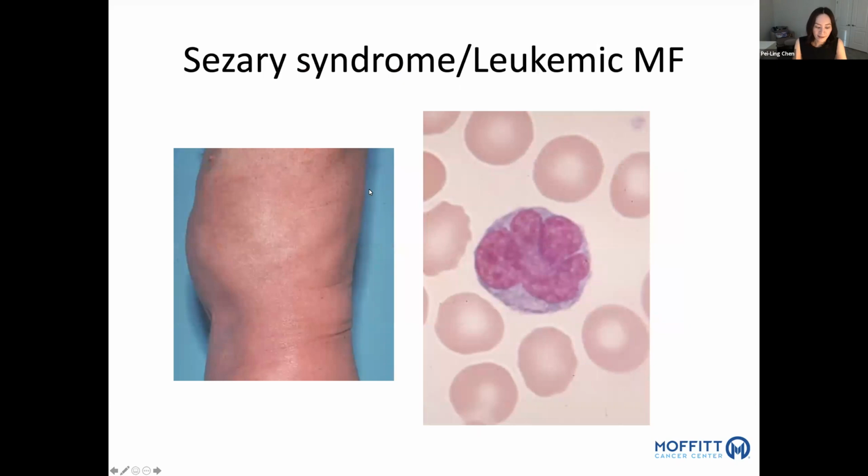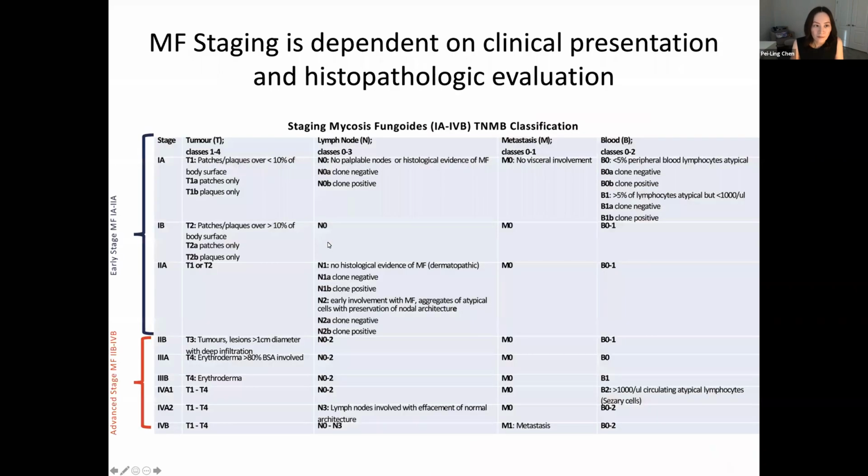And lastly, as I said, besides patch, plaque, and tumor, there is Sézary syndrome, which is a leukemic variant, meaning there is blood involvement of cutaneous T-cell lymphoma cells. You have these Sézary cells circulating in the blood, and what you see on the skin is this total body erythroderma, or basically redness. So MF staging, clinical staging for mycosis fungoides, is dependent on clinical presentation and histopathologic evaluation.